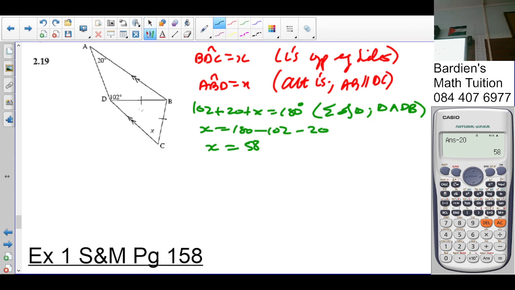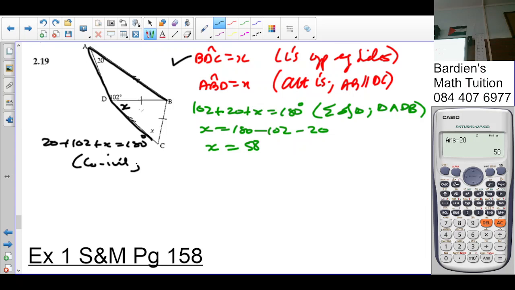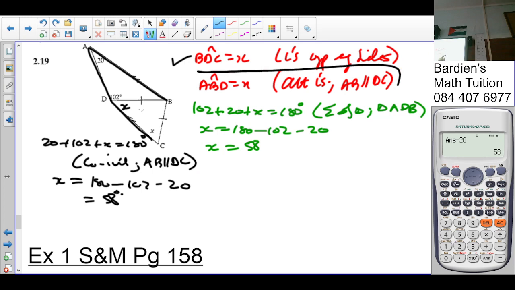So, you would have firstly said that this is x, so that's the one line you would have said. Then I could have gone straight into it: 20 plus 102 plus x is equal to 180, co-interior angles with AB being parallel to DC. x is equal to 180 minus 102 minus 20, which is 58 again. And then again, that is my one extra step.